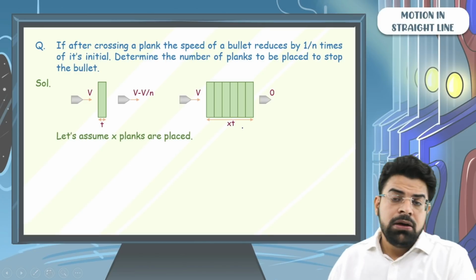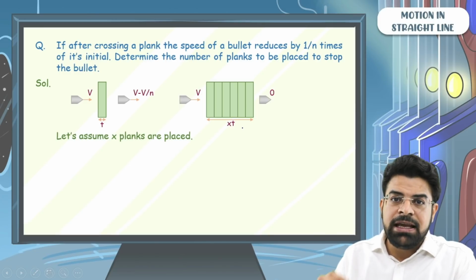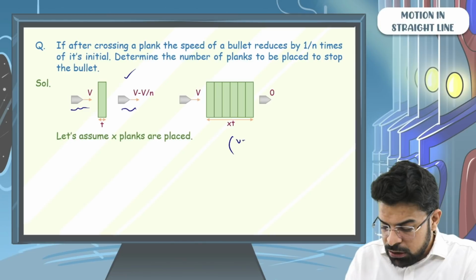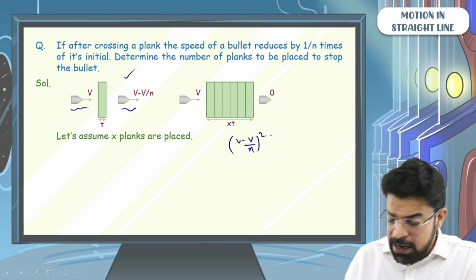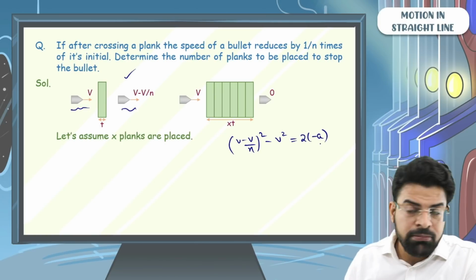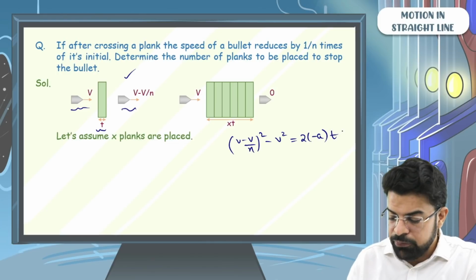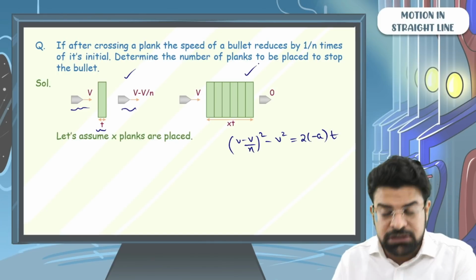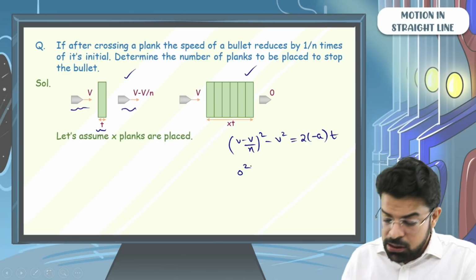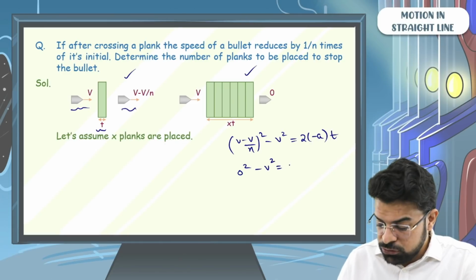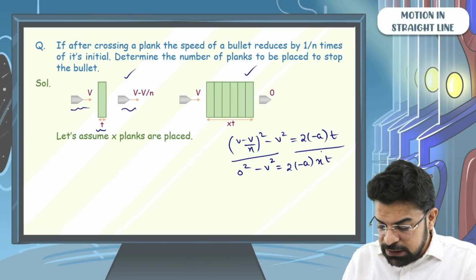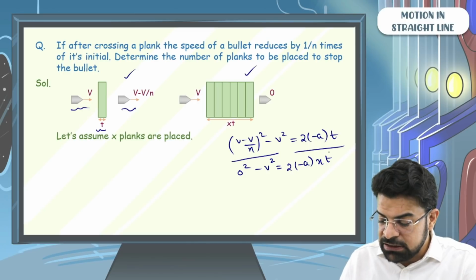Now we are going to make the third equation of motion twice, just like in the last question. From here, the first case, from initial to final, I will say the final velocity whole square minus the initial velocity whole square equals to 2 times acceleration minus a into the displacement t. And for the second case, when we have placed x planks so as to stop the bullet, I will write the final velocity whole square minus the initial velocity whole square equals to 2 times acceleration into displacement, that is xt. If I divide both the sides, this 2 minus at will get cancelled.